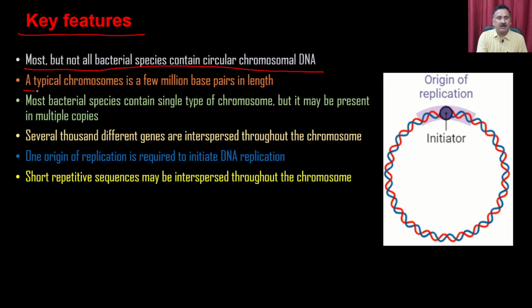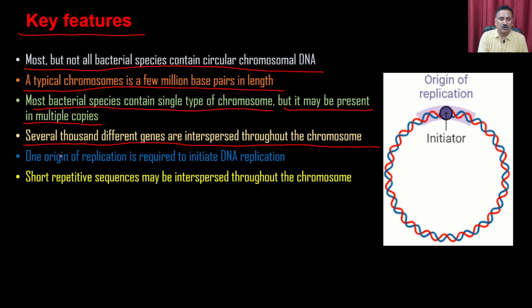circular chromosomal DNA. A typical chromosome is a few million base pairs in length. Most bacterial species contain a single type of chromosome, but it may be present in multiple copies. Several thousand different genes are interspersed throughout the chromosome, and one origin of replication is required to initiate DNA replication. We are going to discuss this when we discuss the origin of replication.